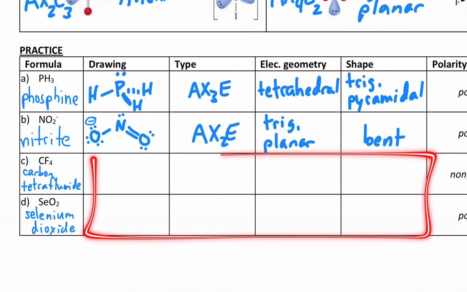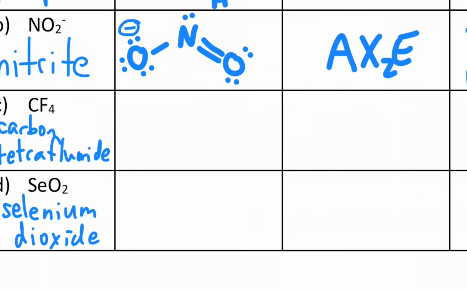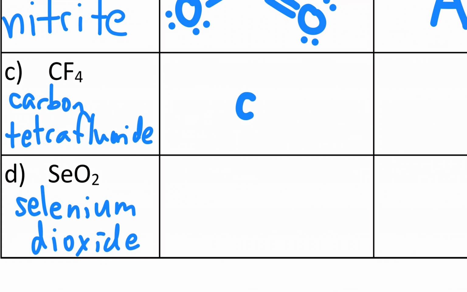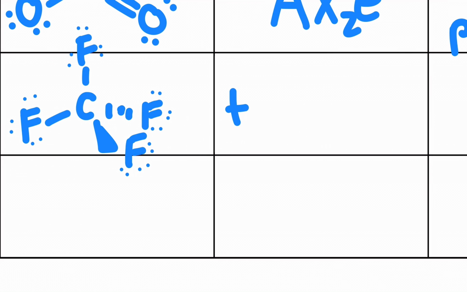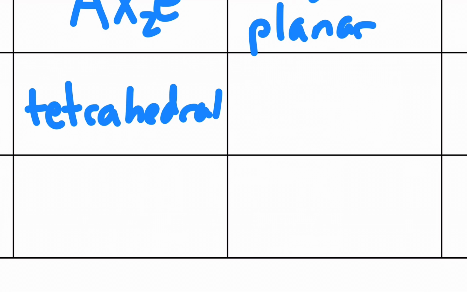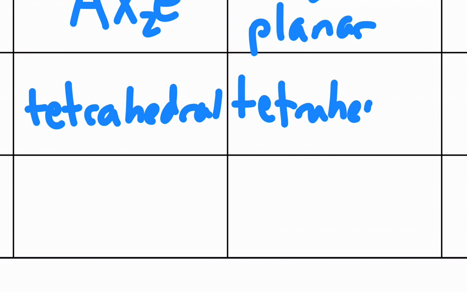Okay, carbon tetrafluoride would be a central carbon with 4 fluorines. This would also be in 3D if you're drawing the shape. There are lone pairs on all those fluorines. And that's the correct structure. That's a tetrahedral electron geometry. That happens to also be a tetrahedral shape.